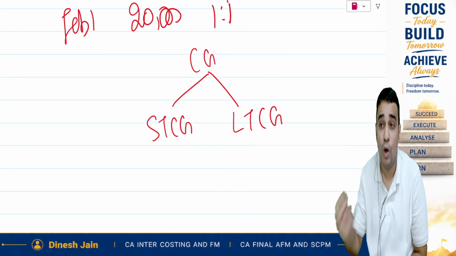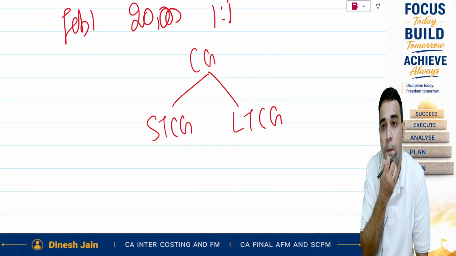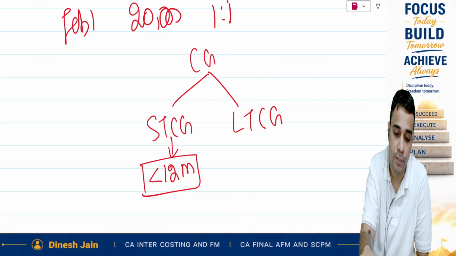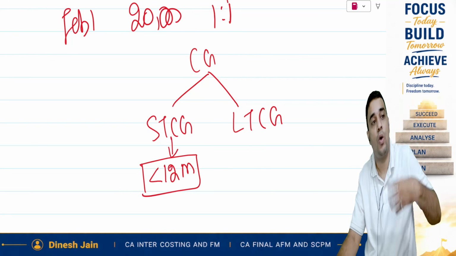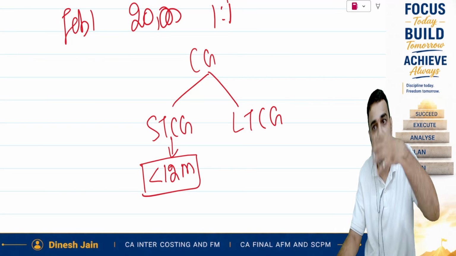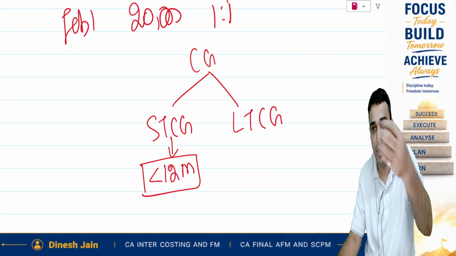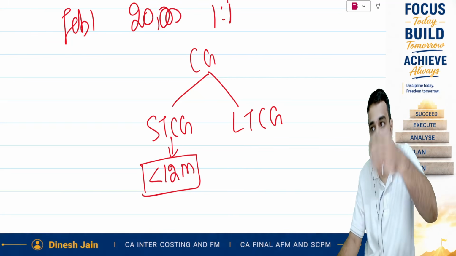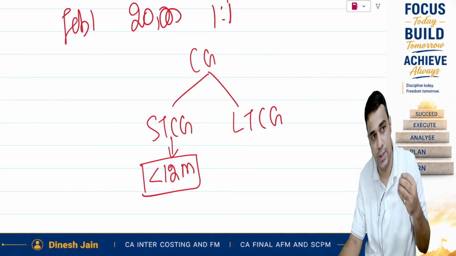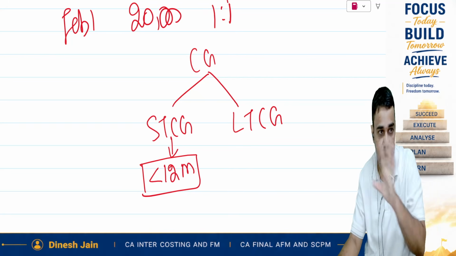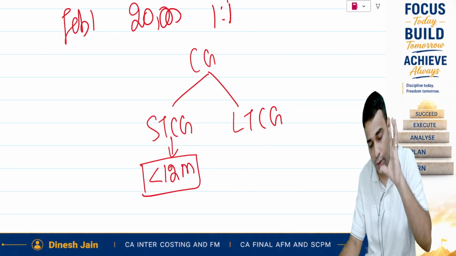What is the period of holding for short-term? Less than 12 months. So if any units got allotted to me within the 12-month period due to dividend reinvestment or extra bonus, all that will qualify under STCG. And if it's more than a year, it is LTCG. Less than a year, more than a year. Okay.